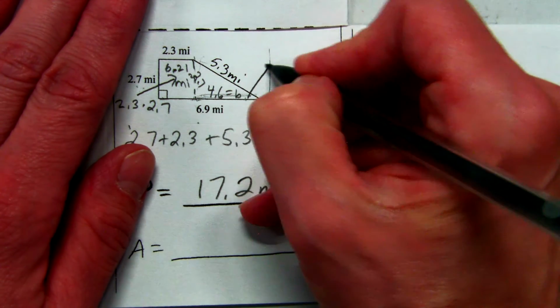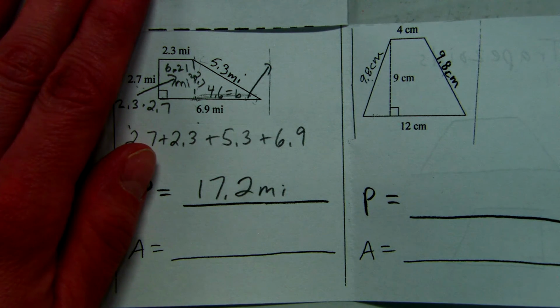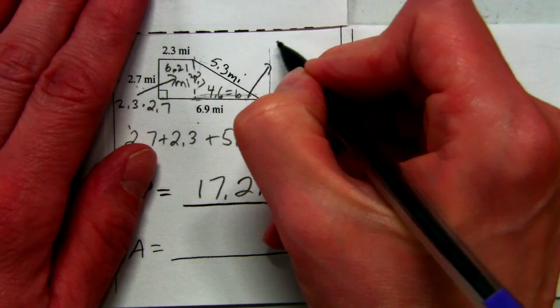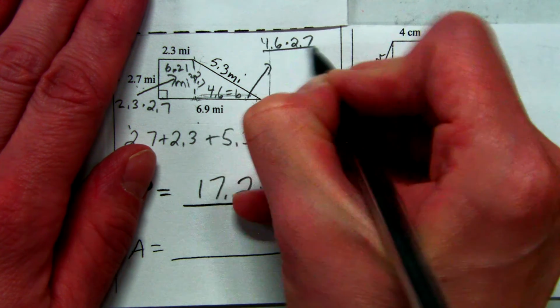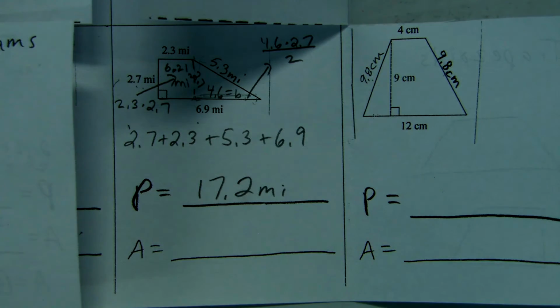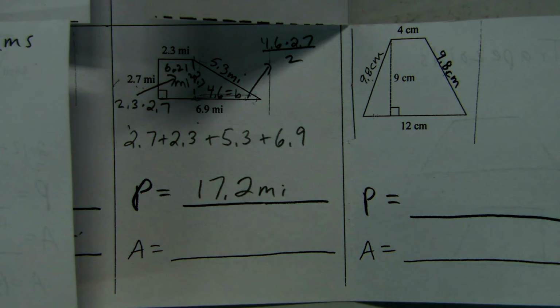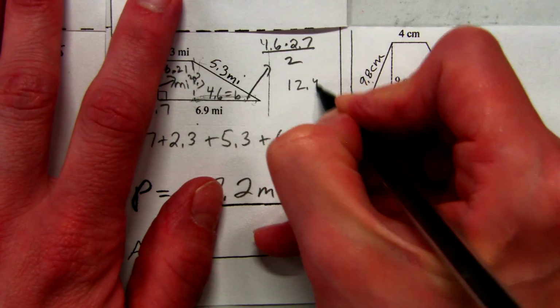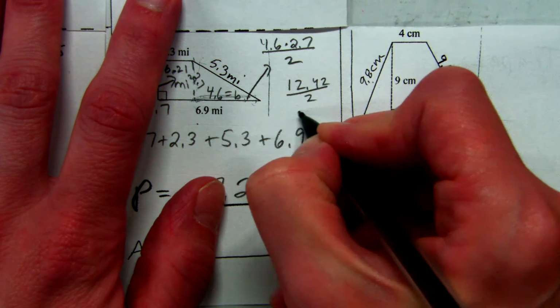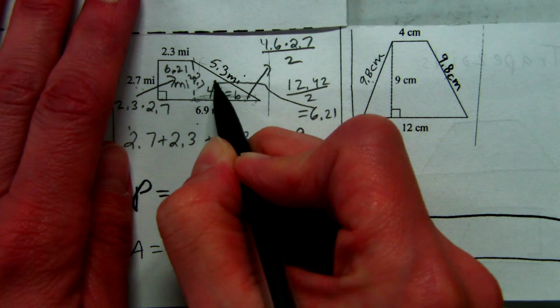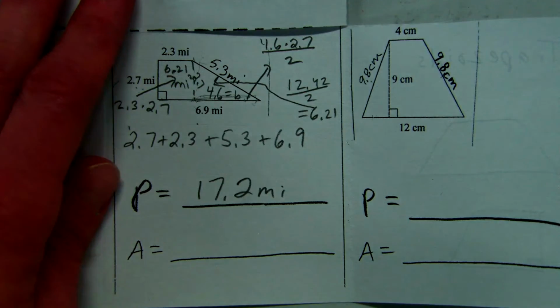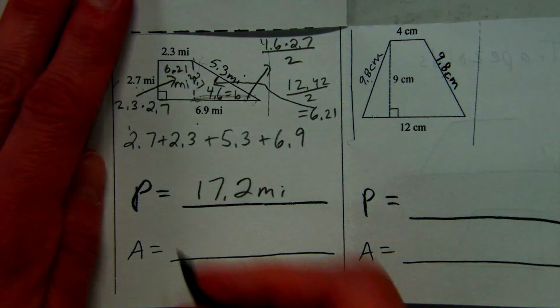And so with triangles, remember it's half of a rectangle. So we're going to take 4.6 times 2.7 and then divide by 2. So 4.6 times 2.7 is 12.42. If we divide that by 2, we'll get 6.21. So that's what this piece right here is. And then I have to just add those areas together. I'm going to do that down here.